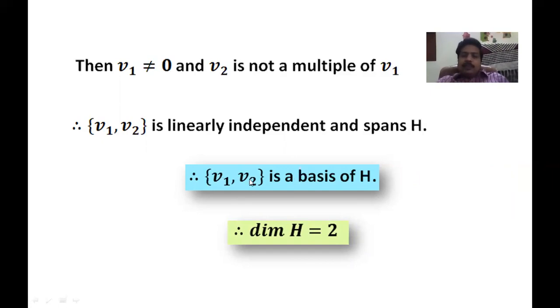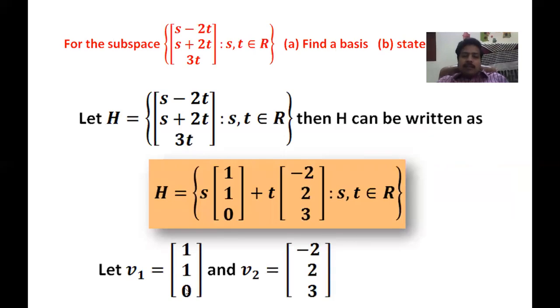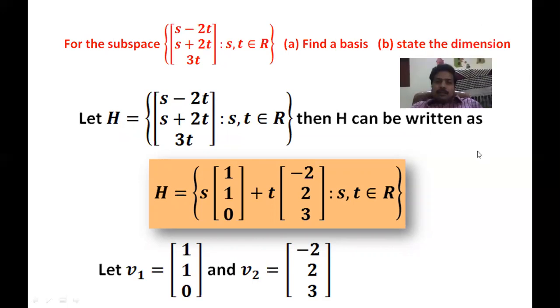So the basis is V1, V2, which is nothing but these two vectors 1 1 0 and minus 2 2 3. So these two vectors form a basis for the given subspace, and as there are two vectors in the basis, the dimension of the given subspace is 2.